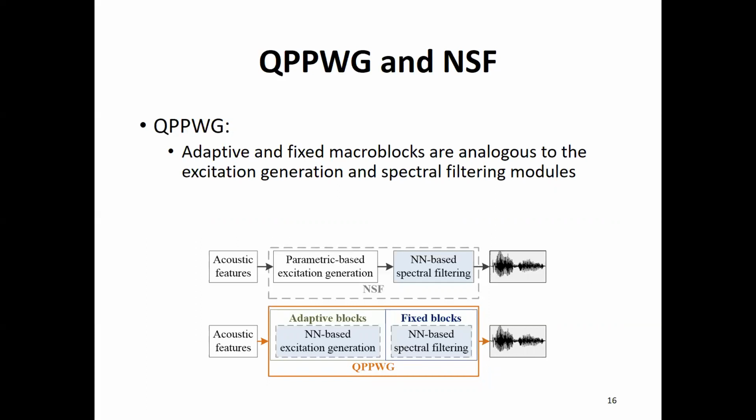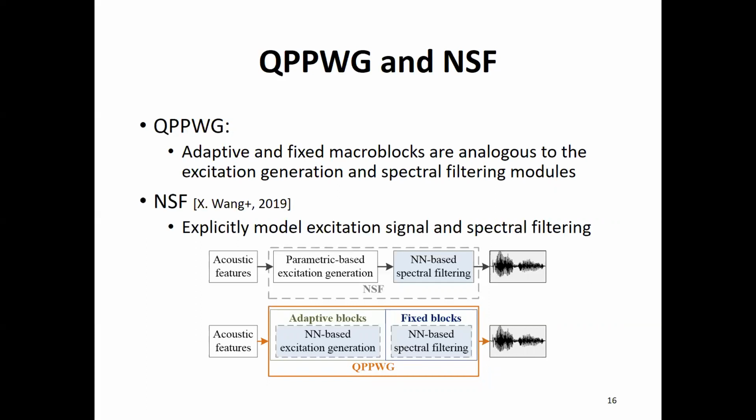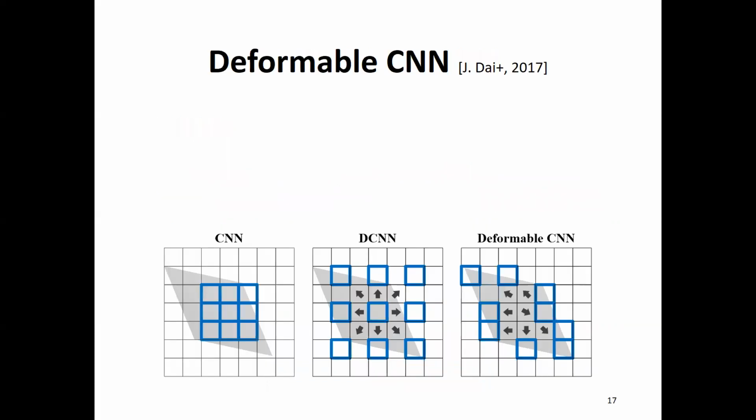Compared with the neural source filter model, which also adopts a non-AR DCNN architecture, the main difference is that the excitation generation of QPPWG is performed by a neural network. The idea of a dynamic-update attention mechanism, making a network know where to look at each time step, is not new. Deformable CNN is an example, which achieves marked improvement in the object detection task.